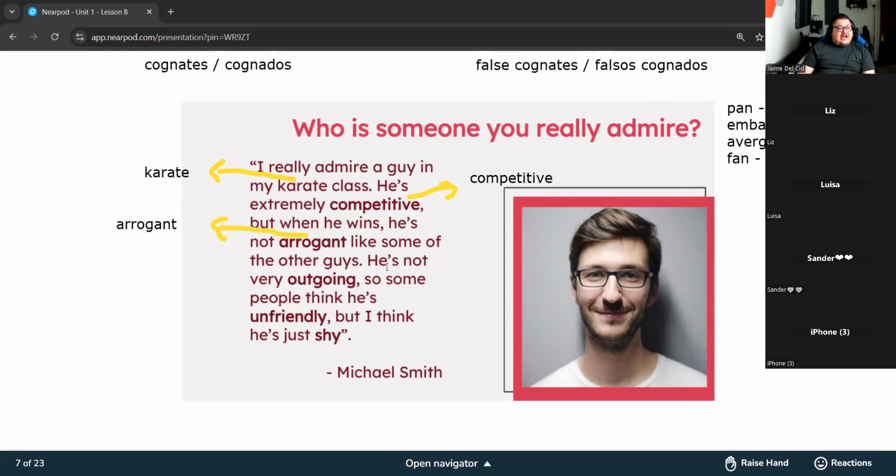Like some of the other guys, he's very outgoing. Este ya lo habíamos repetido un poco, ¿verdad? In our introduction of our personalities. Outgoing es extrovertido o sí, alguien que es muy sociable. So some people think he's unfriendly. Unfriendly is the opposite of friendly, right? Friendly, amistoso, amigable. Unfriendly is the opposite of that. But I think he's just shy. So that's the story of Michael.